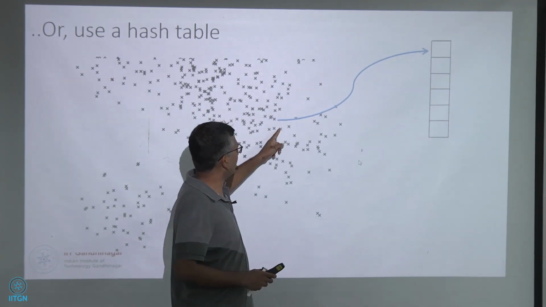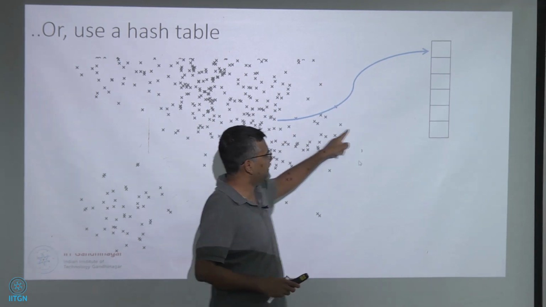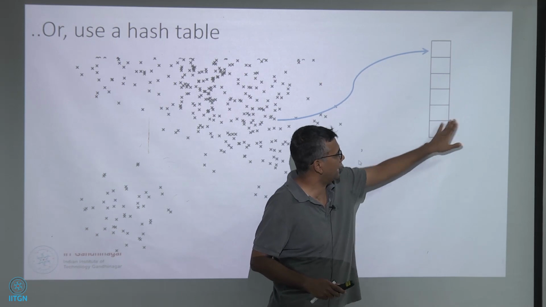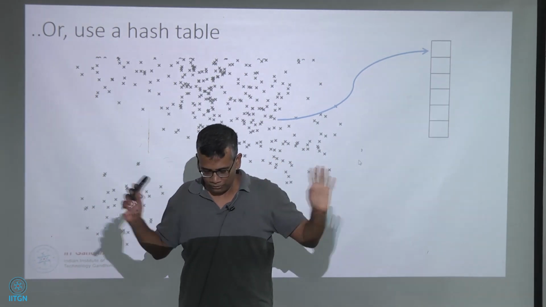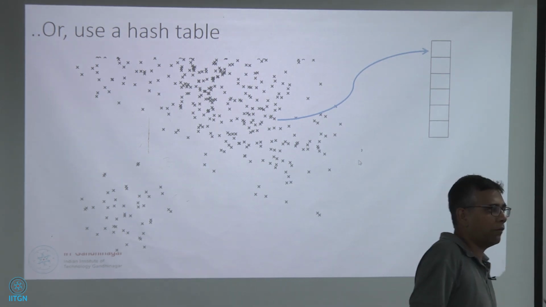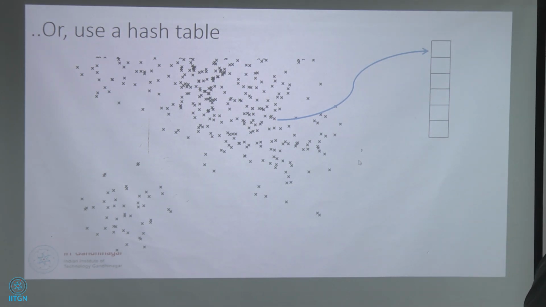For instance, if the query point lies here and it's mapped to here, then some of these points will be mapped to this bucket, and I'll only look at the elements that I've mapped into this bucket. No one else. Let's say that this is my algorithm. So what do you want? How should the hash table look? What kind of property do you want of the hash table?